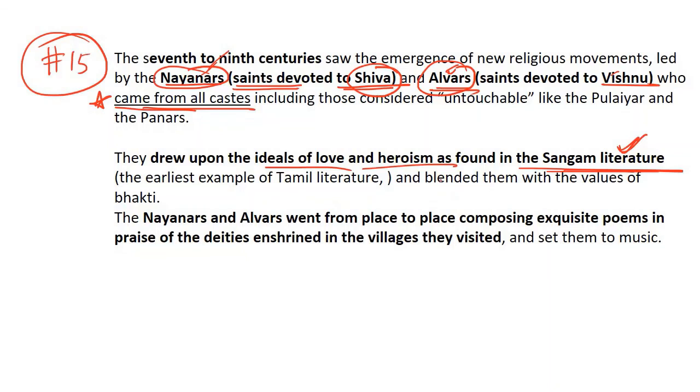Then they blended those ideals of love and heroism with the values of bhakti. Right? Nayanars and Alvars went from place to place, composing exquisite poems in praise of the deities enshrined in the villages they visited. So they used to visit different villages, और वहाँ पर जो deities रहते थे, उनके ऊपर poems compose करते थे. And then they used to set them to music. So that is how they went ahead.